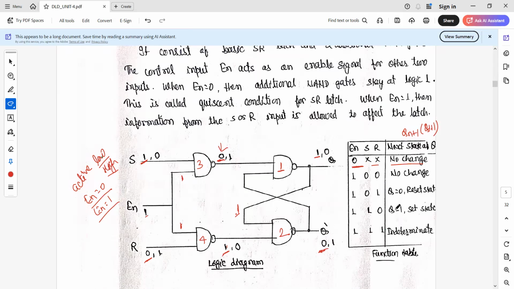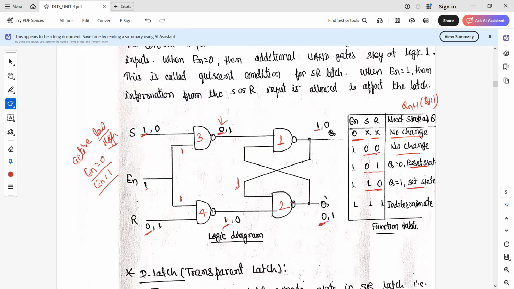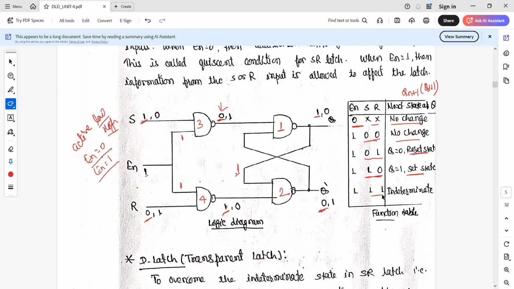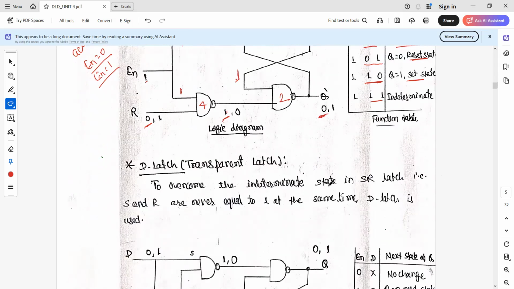So whenever we have, if you see here, S is 1, R is 0, this is called the set state. And again, if you change the situation, in a similar way, when S is 0, R is 1, then here Q will be 0 and Q bar will be 1, that will be called a reset. And whenever S and R both are 0, then there will be no change. It will maintain the same previous state. If the device was set, it will remain in the set state. If the device was reset, it will remain in reset. And when both S and R are 1 and enable is also 1, that is called the indeterminate state.